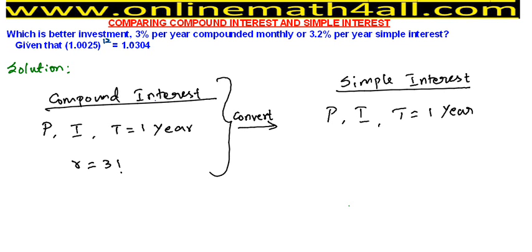Students, please notice this particular thing. In compound interest and in simple interest, in both we have the same principal, the same interest earned, and the same time duration. This is the thing we always have to remember. When we convert compound interest into simple interest, whatever principal, interest earned, and time duration we have in compound interest, the same is to be applied in simple interest.